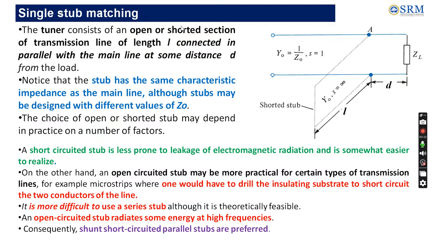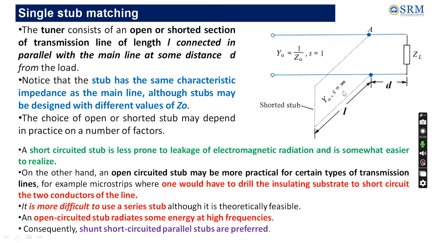To have the maximum power transfer between source and load, the load impedance should be matched with the line characteristic impedance. Here the stub is also called a tuner. This tuner can be an open or short circuited transmission line of length L. Okay, that is connected here in parallel with the main line at a certain distance d from the load. We will see the reason why we are going for parallel connection in the later points.